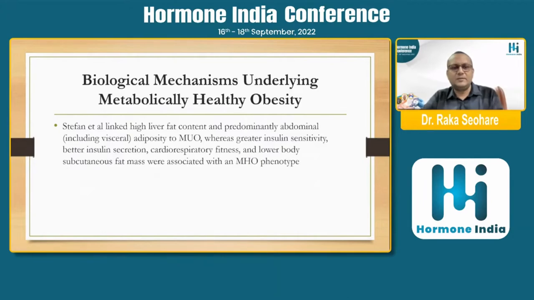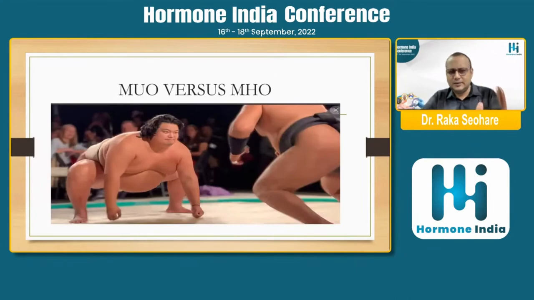So, biological mechanisms. Stephen et al. linked high liver fat content and predominantly abdominal, including visceral, obesity to metabolically unhealthy obesity, where there is greater insulin resistance and poorer insulin secretion. Cardiorespiratory fitness remains good, and lower body subcutaneous fat mass was measured, which is associated with the healthy type of obesity. And this slide shows two sumos: one is metabolically unhealthy and the other is a metabolically healthy obese guy.